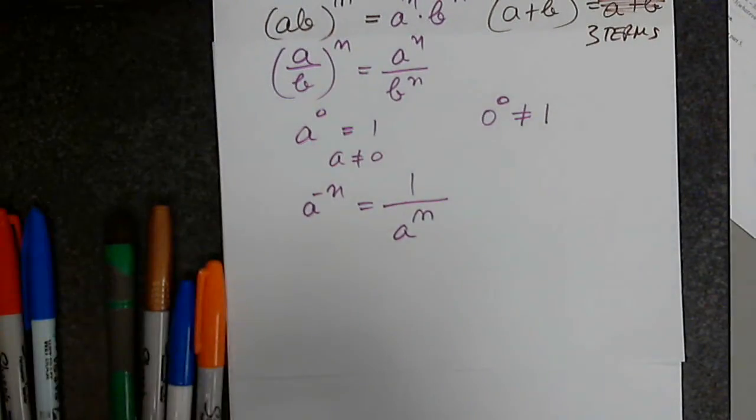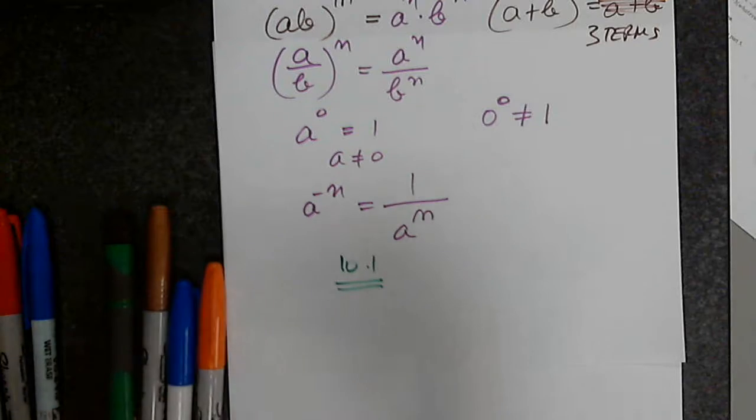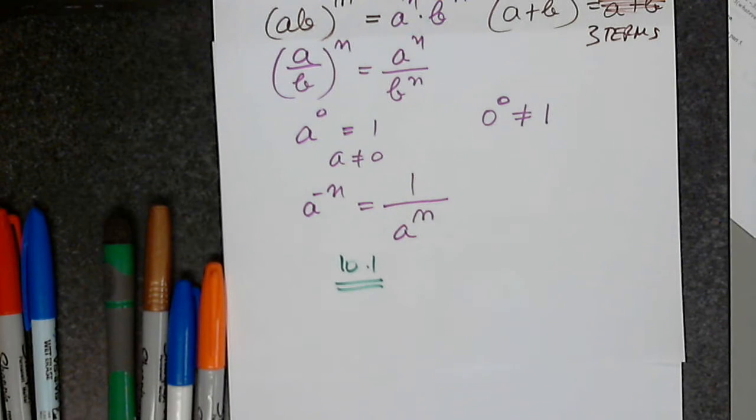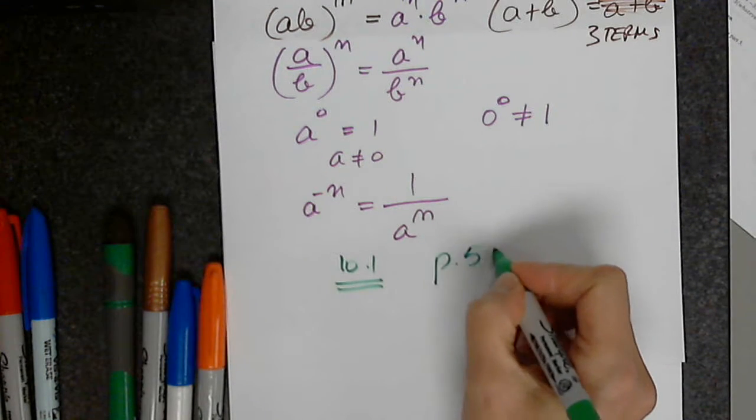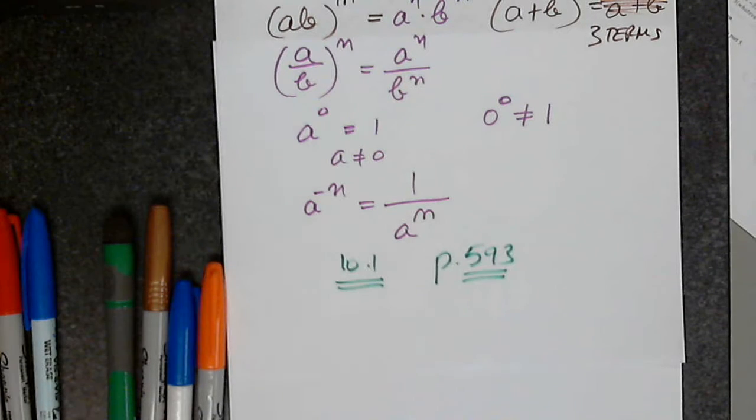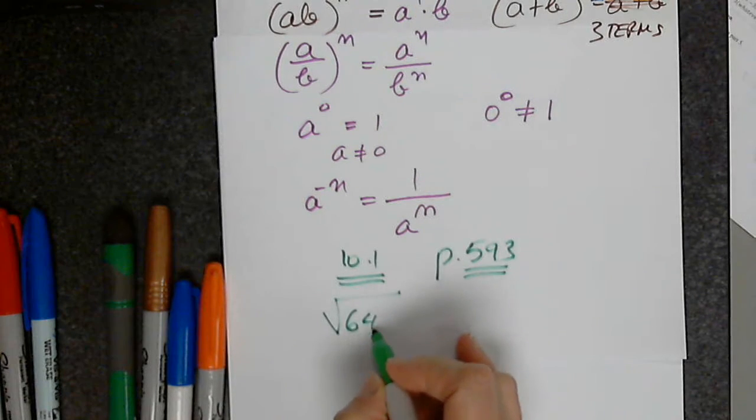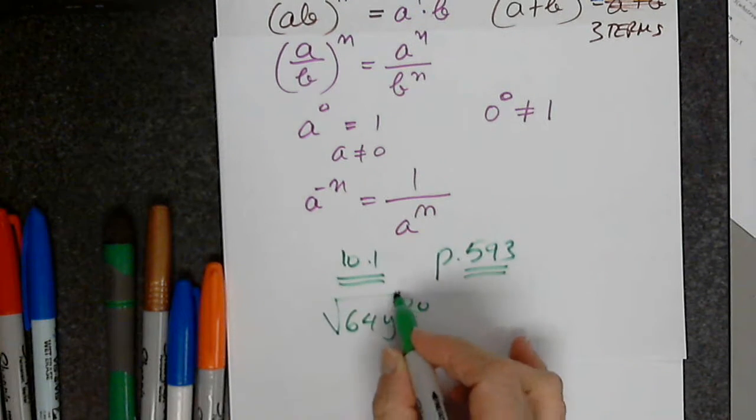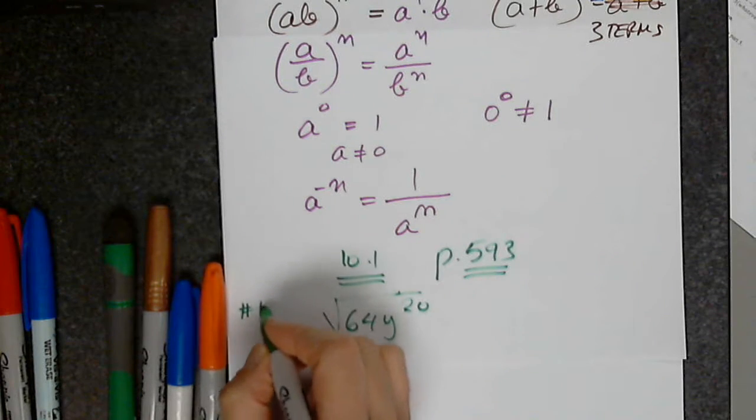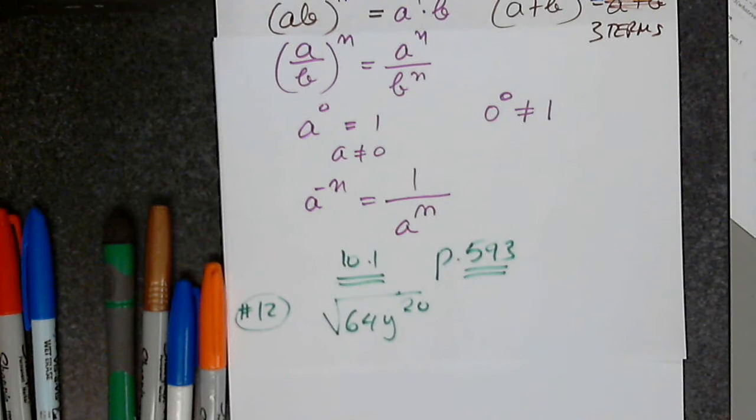Ready? So we are back to 10.1. We learned everything that we need for 10.1. So if you have your book, feel free to choose. If not, I will. From page 593. Assume that variables represent positive real numbers. I would like to be able to simplify the square root of 64y to the 20th. And this is problem 12 on page 593.